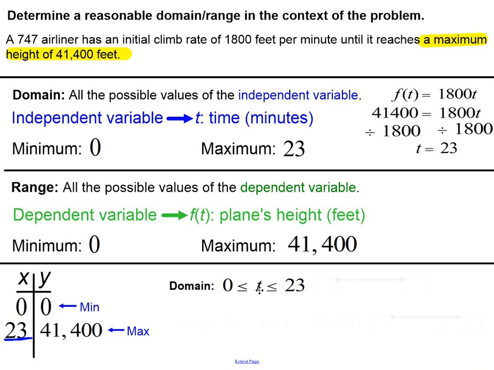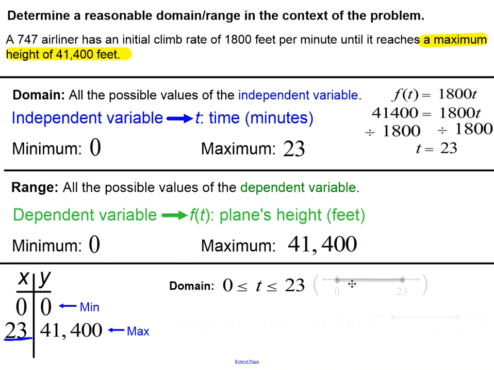Now notice that I'm using less than or equal to statements. That's because it's okay for me to have time 0. It's okay for me to have time 23. If for some reason it said after 23 minutes, the plane couldn't climb anymore, then you wouldn't use 23 and you would use less than instead of less than or equal to. So these inequalities matter in the context of the situation.